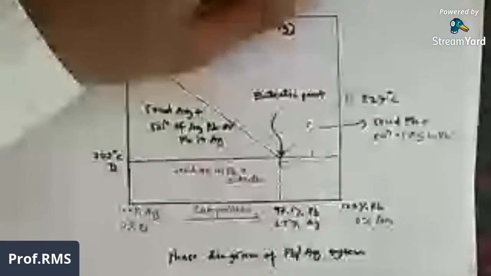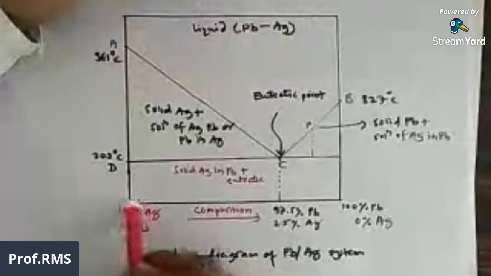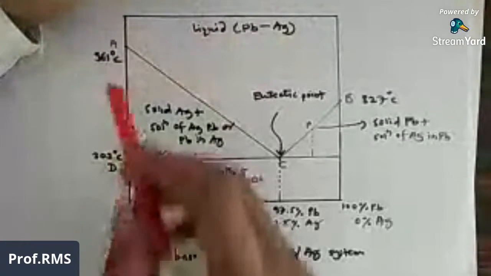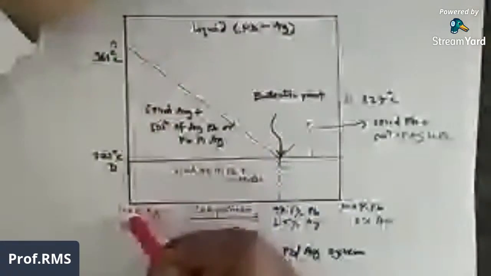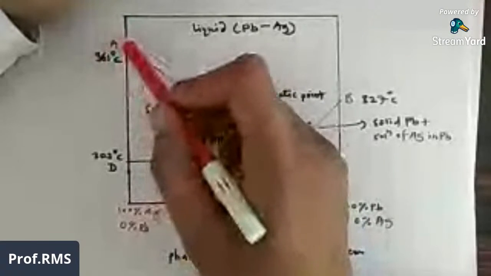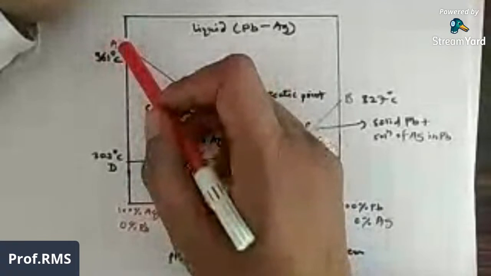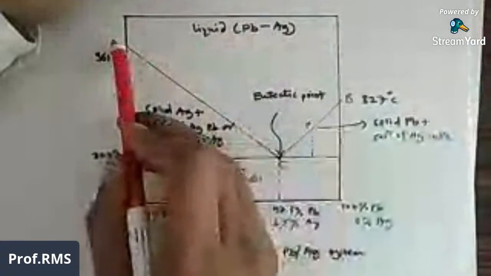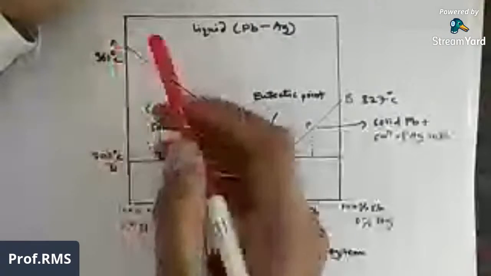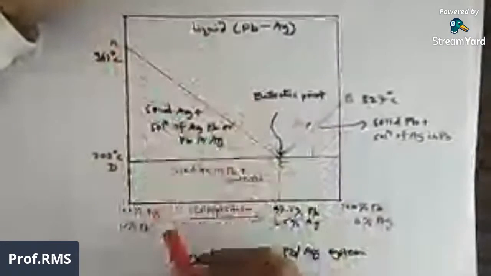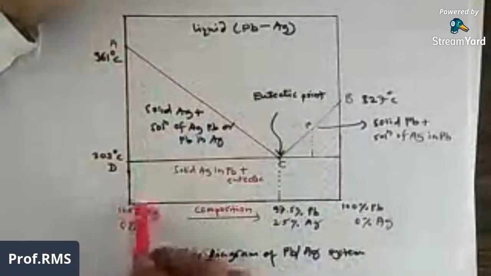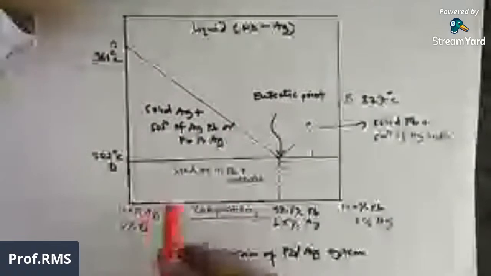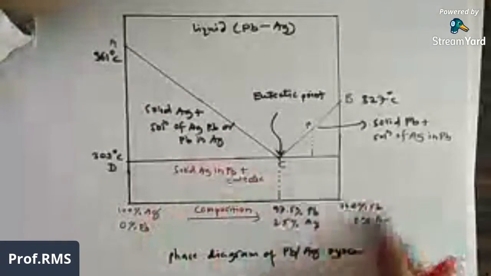Suppose at this point we have 100% silver, and the silver is at 961 degrees Celsius. If we heat up this silver to 961 degrees Celsius, the silver is present in liquid form. Okay. So from here, if I begin to add lead into pure silver, you can just focus here. It is one of the simplest phase diagram systems, of lead and silver.